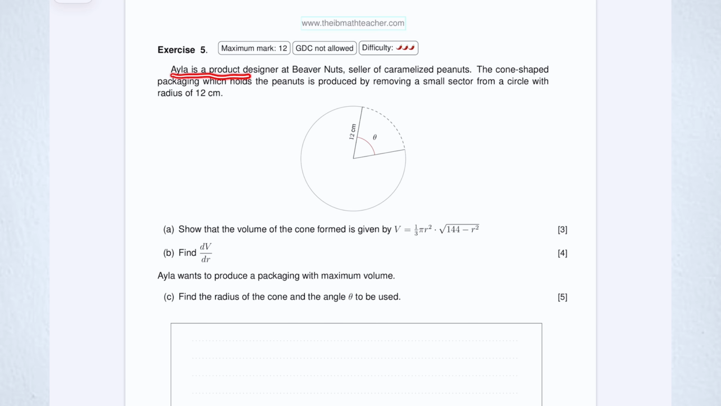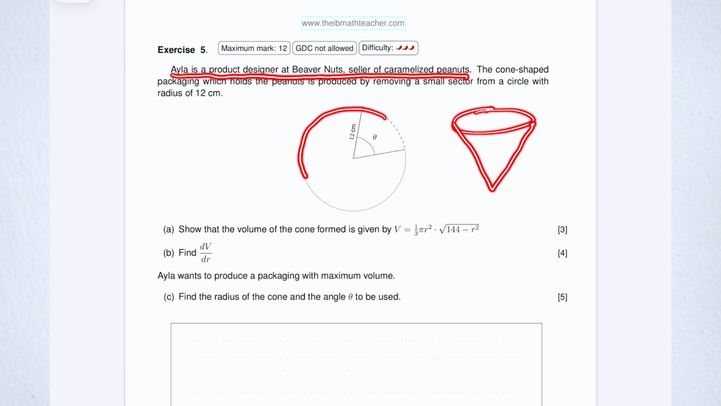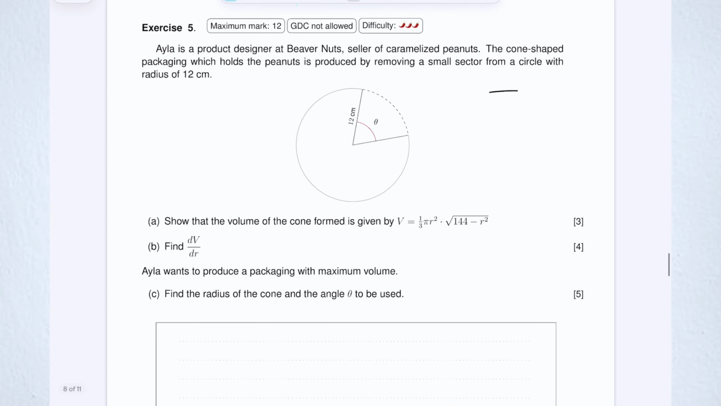We have an optimization problem here. Ayla is producing the packaging of these caramelized peanuts. And this cone-shaped packaging is produced by removing a small sector from a circle with radius 12, as the image indicates. Now, the first thing that we can do here is to draw the cone. So this is how the packaging looks like. We have a radius of r. Now, this 12 over here is the slant height of this cone.